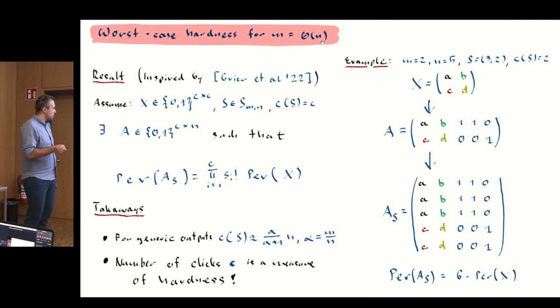What is important is that for generic outputs, this C is extensive in the number of particles. So for many outputs we have worst-case hardness, sort of simultaneously. And we argue that the number of cliques is therefore a proper measure of hardness, not the number of photons only, because when you have few modes, many photons is classically simulable. If you have very few photons and many modes, it's also not hard, so C is the important thing.